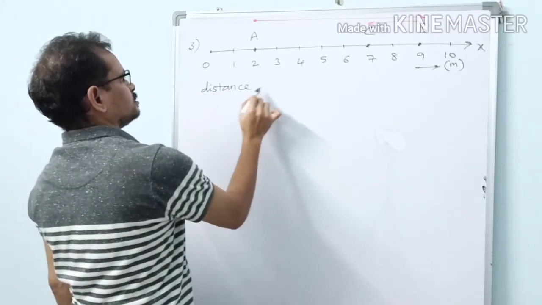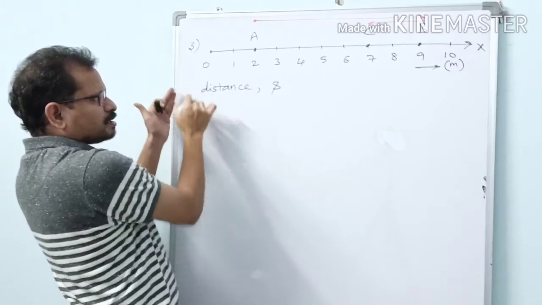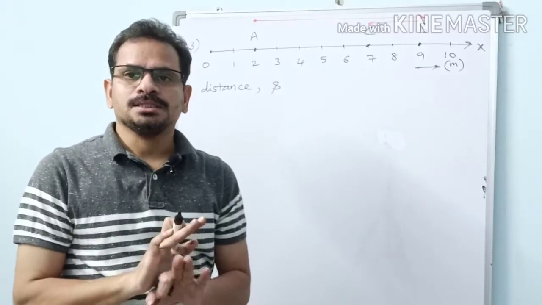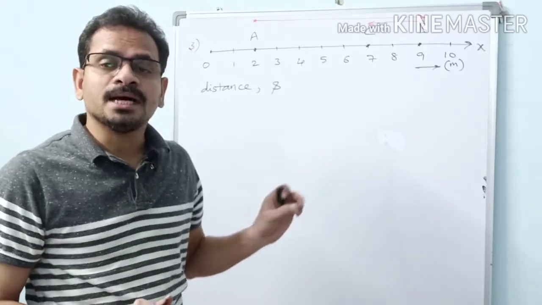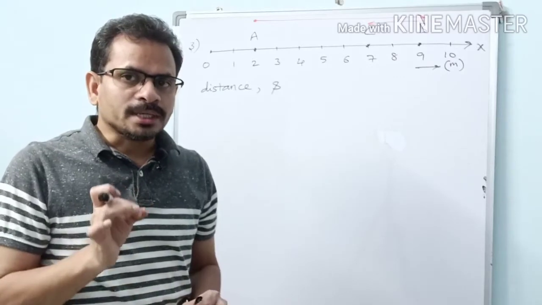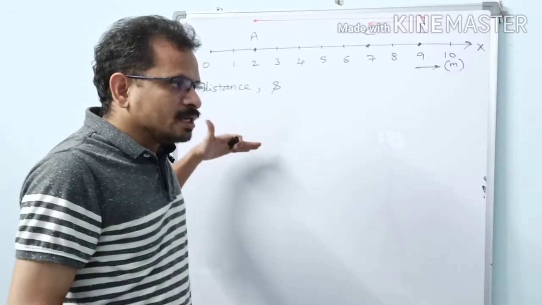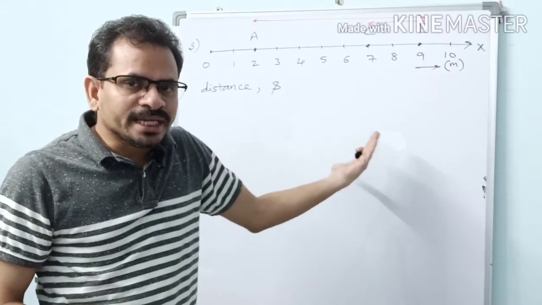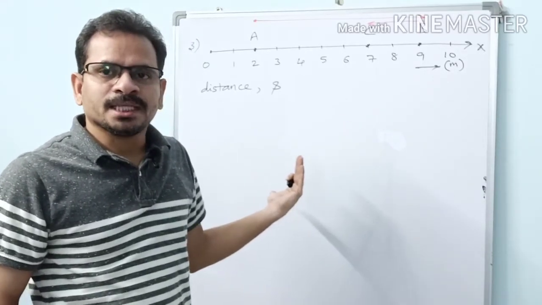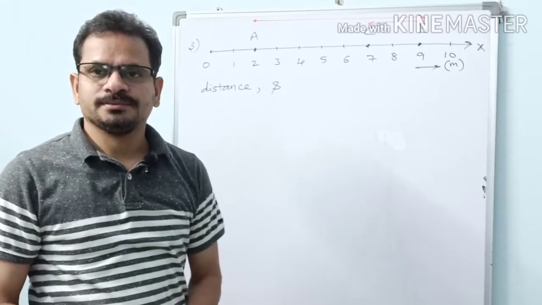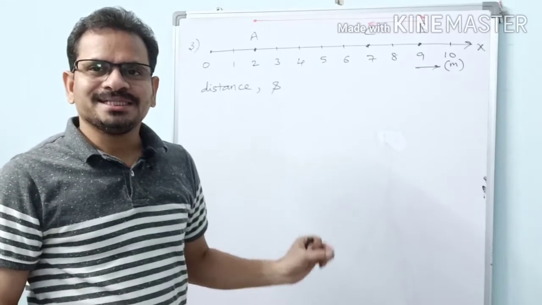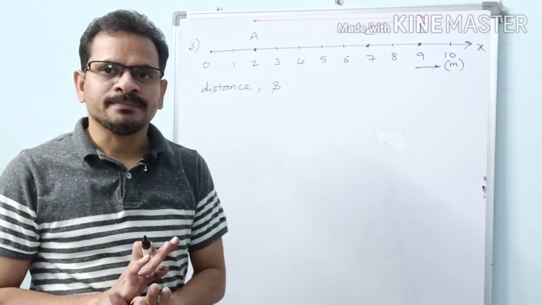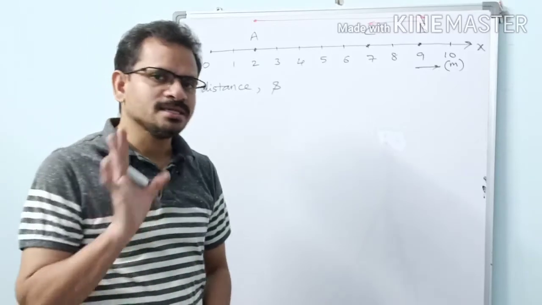So distance. Shall I put magnitude here? No need. Why? Because distance is a scalar quantity. It does not have any direction. Plus or minus we use only to represent a direction. If the body is moving along the positive x-axis, it means plus. If the body is moving along the negative x-axis, it is minus, for displacement. Distance is just the length of the actual path, so no need to consider a positive or negative sign for distance.